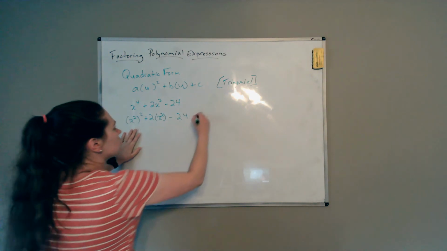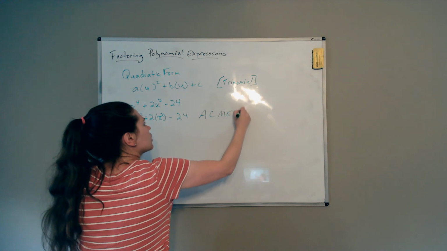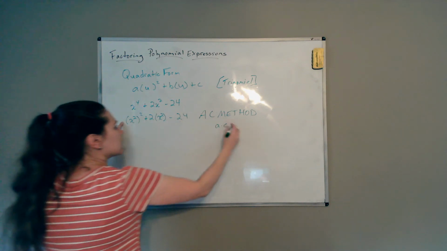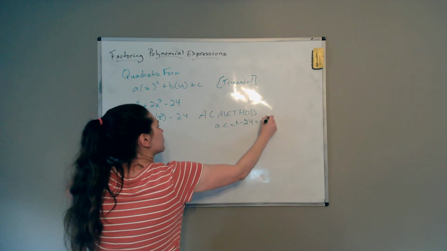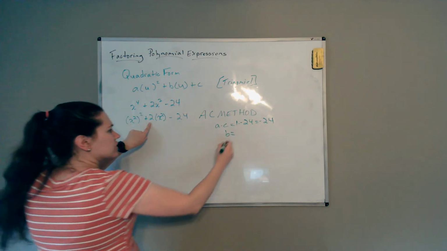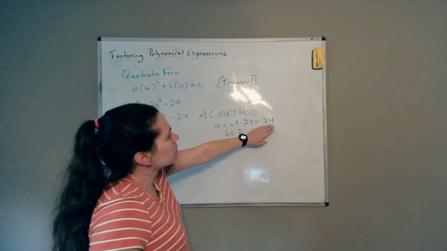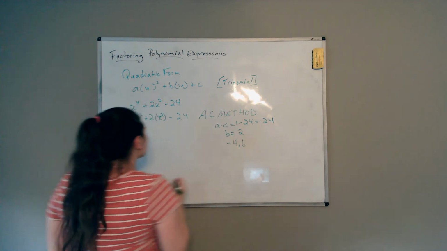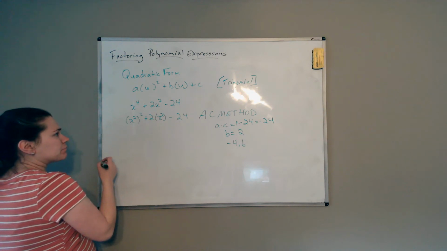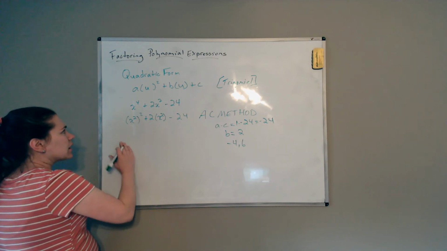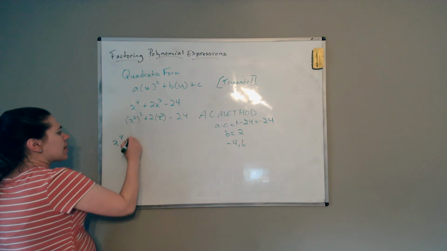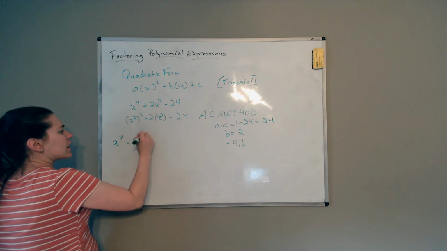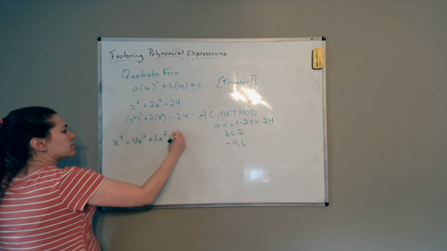So you would now do the AC method here. What two numbers multiply together to give you a times c, which would be 1 times negative 24, so negative 24, and b here is positive 2? What two numbers multiply together to give you negative 24 and add together to give you 2? That's going to be negative 4 and 6. So now, when we break this up, it's going to be x to the fourth minus 4x squared plus 6x squared minus 24.